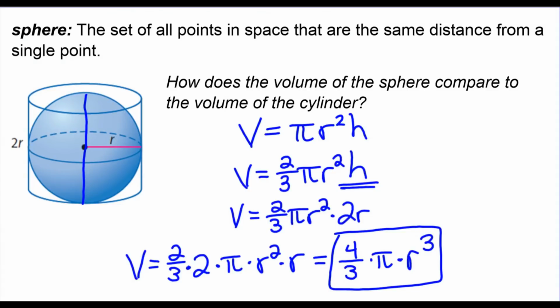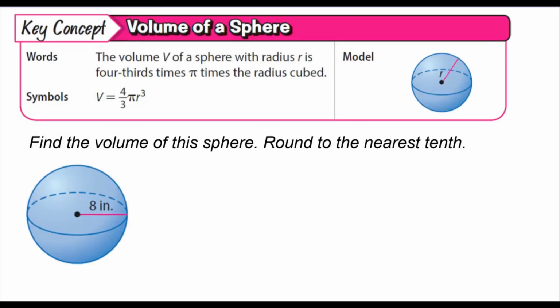It's derived from the volume of a cylinder, and we have to modify it because spheres don't have heights. So our volume of a sphere is 4/3 pi r cubed, and that's what we'll see right here. And that's where that formula comes from. It's kind of an odd formula, 4/3 pi r cubed.